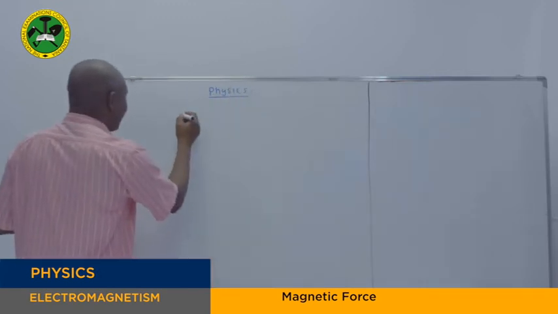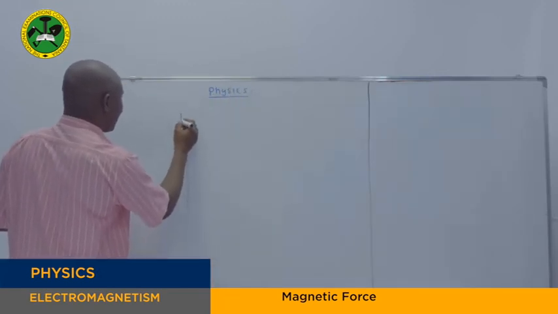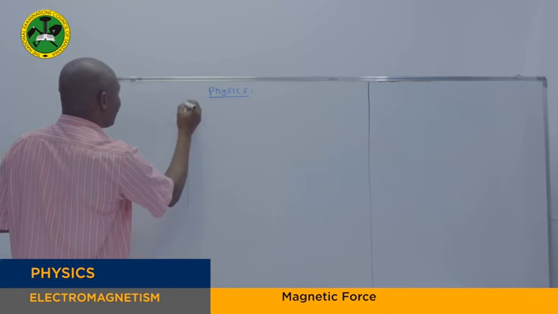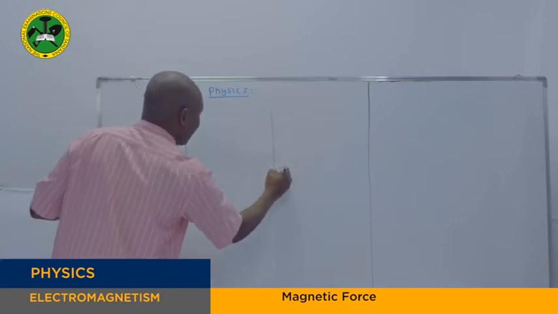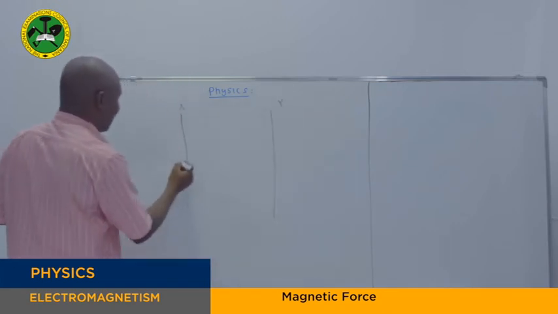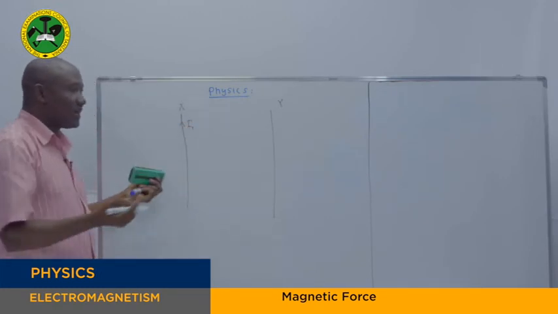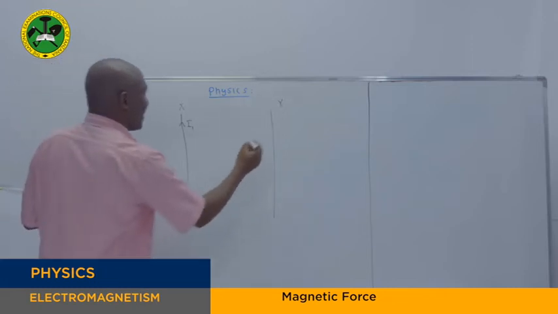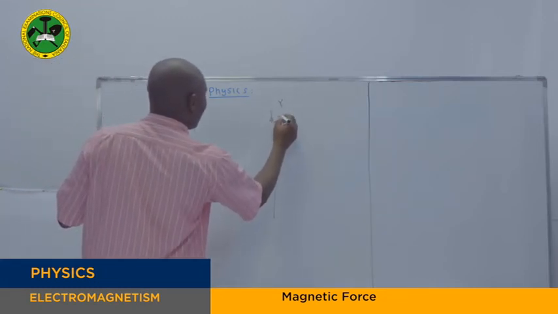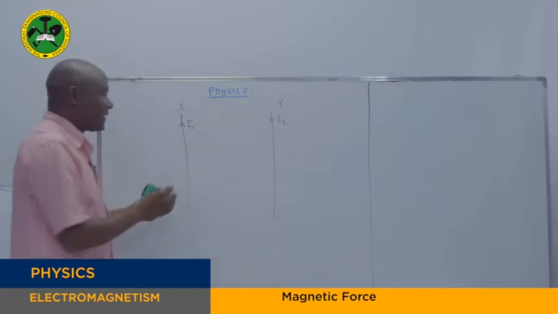To start with, let's have the first wire here. This is X. And then you have another wire, Y. Assume this is current 1, which is flowing on this wire. These are long wires. You don't have the length, they're long wires. And this is current 2 on the wire which is given the name Y.